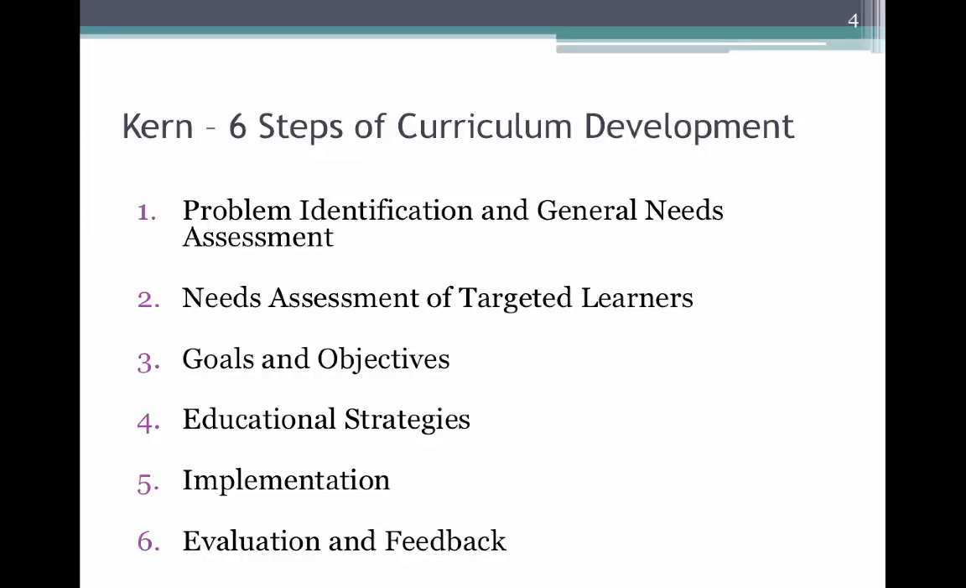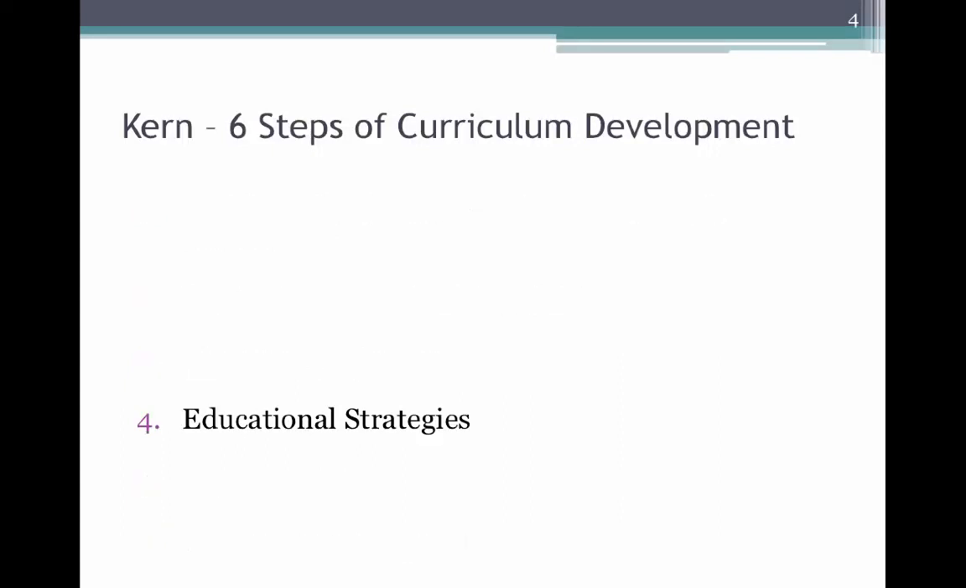Let's recap where we are in Kern's 6 steps. We started with our problem ID and general needs assessment, then moved to a needs assessment of targeted learners, developed our goals and objectives, and now we are at our educational strategies.